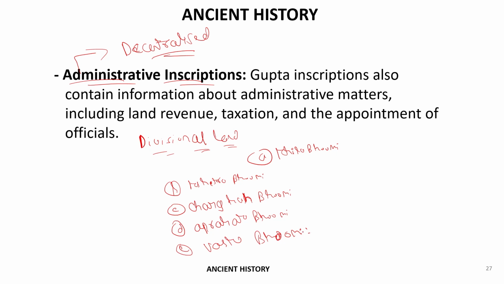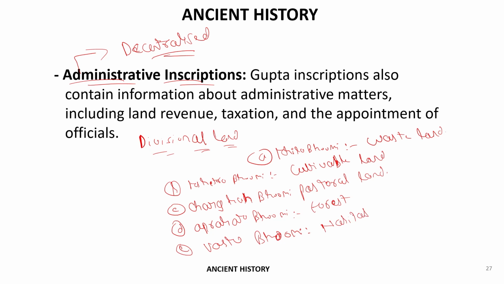So that was the land division under the Gupta Empire. The Kila Bhumi was basically the wasteland. The Kshetra Bhumi was the cultivable land. The Chargaha Bhumi was the pastoral land. The Aprahata Bhumi was the forest. And the Vastu Bhumi was the habitable land. So students, just write down the classification.